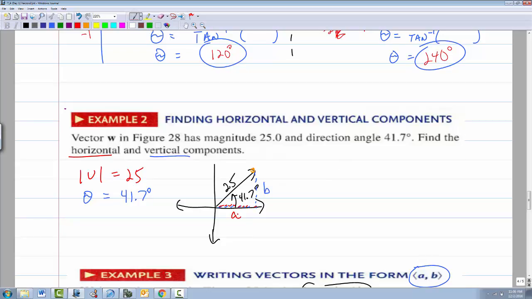All right. So if I start with A, what side is A? What side is A in this triangle? Adjacent. I don't even need kicks or ticks. What's the magnitude? What's that called? What deals with adjacent hypotenuse? Cosine. Cosine 41.7 equals A over 25. Solve for A. Give me a break. And then how about B? What side is this?